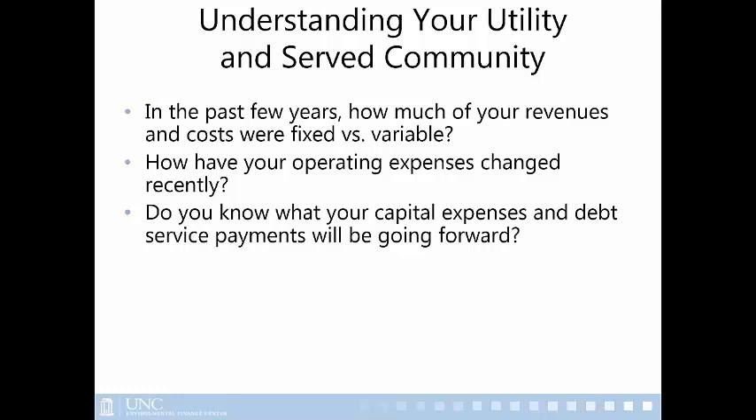As well as some of the cost side and the dollars and cents side. So in the past few years, how much of your revenues and how much of your costs have been fixed or variable? The more fixed your revenues, the more stable they are, but they could also be discouraging of conservation. Most of the utilities will find that their costs are very fixed.